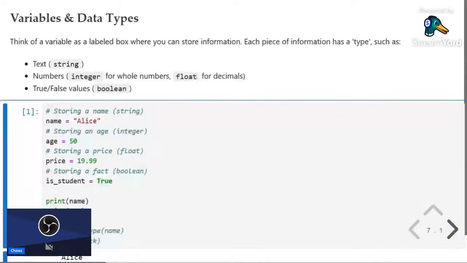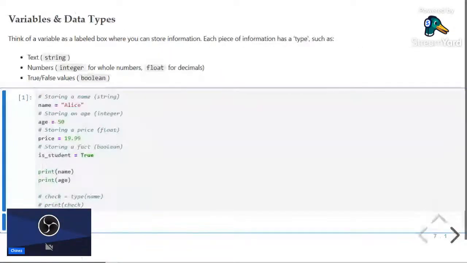So print age. Sorry, this doesn't scroll down. Okay, so this is the age. It prints, and you can see that when we print name, it prints Alice. When we print age, it prints 50. Just like I was saying, Python automatically knows if this is a string or an integer or a float.